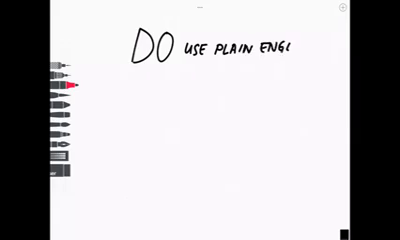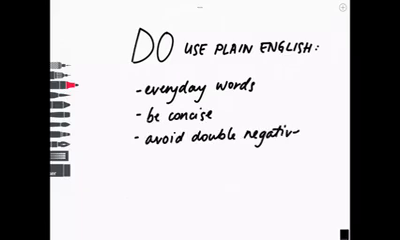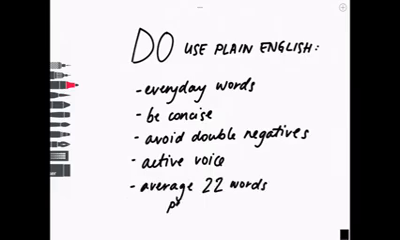Some principles of plain English, as outlined in the style manual, are to use everyday words, avoiding cliches and slang. Be concise. Avoid double negatives. Favour an active voice to a passive voice. And to keep sentences to an average of about 22 words.